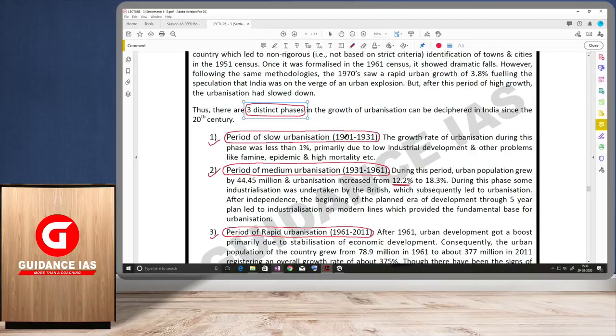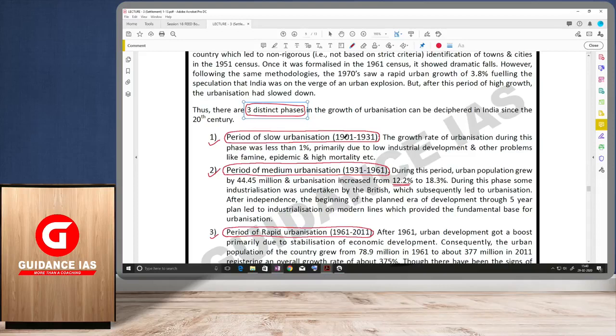Then comes the period of medium urbanization, 1931 से 61. Now you tell me, can I say during this period, can we say that the epidemiological transition began? Where it would have been more strong? Cities or rural areas? It would have been more developed in the cities. So can I say cities began to experience faster natural growth of population?